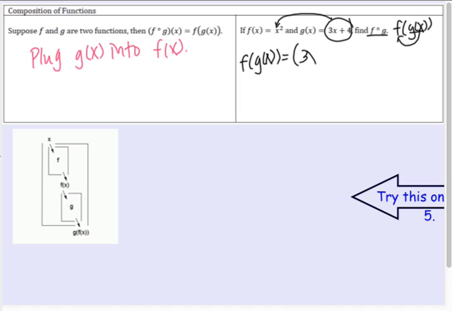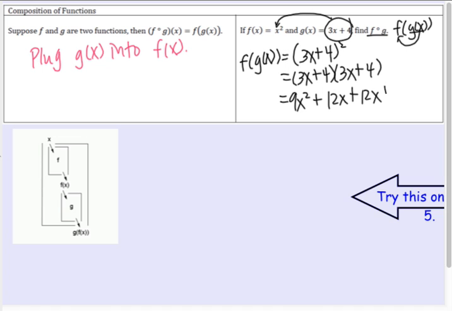So it would be 3x plus 4 squared, and once again, whenever it's squared, we need to FOIL. So I would get 9x squared plus 12x plus 12x plus 16. And when I combine my like terms, I will get my f of g of x function. So I would have 9x squared plus 24x plus 16.